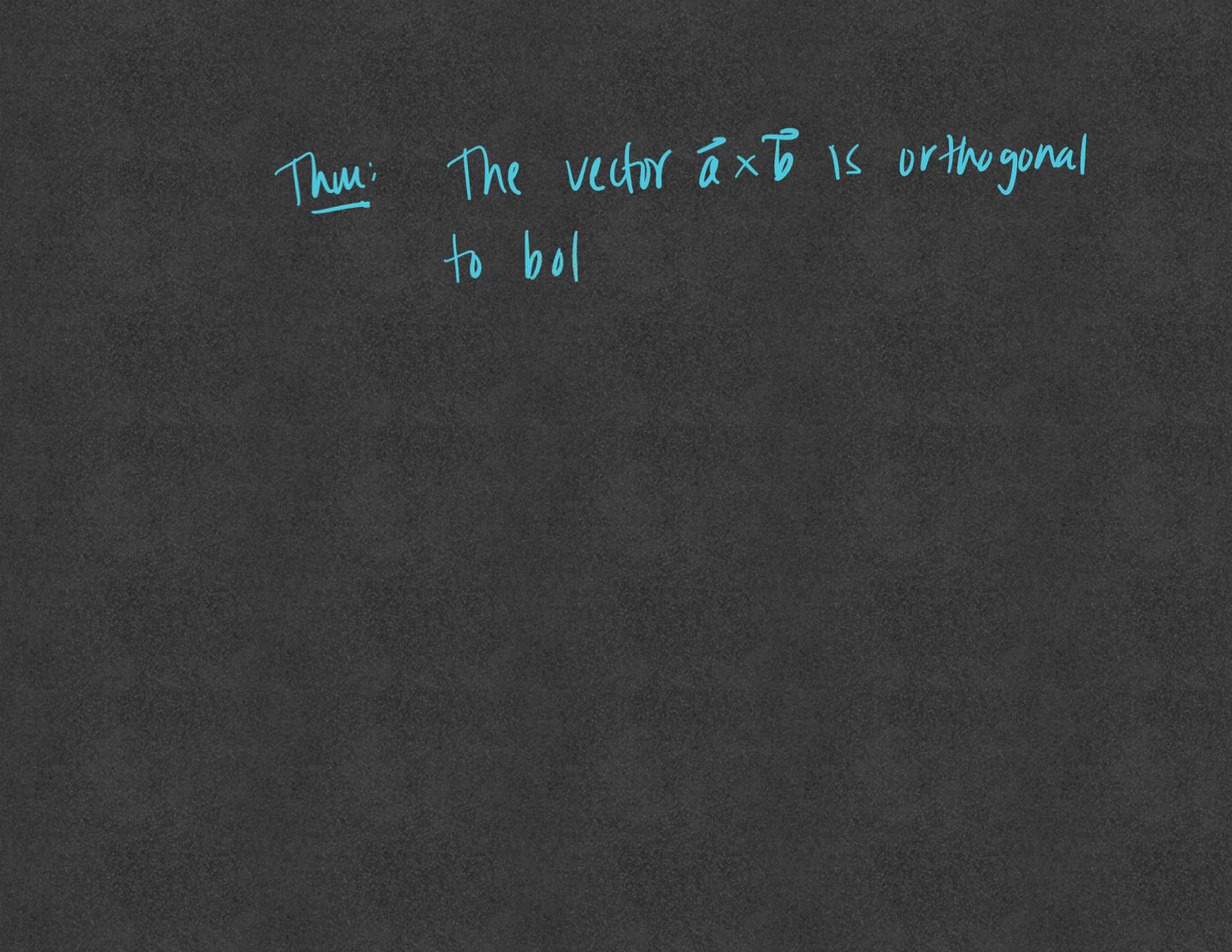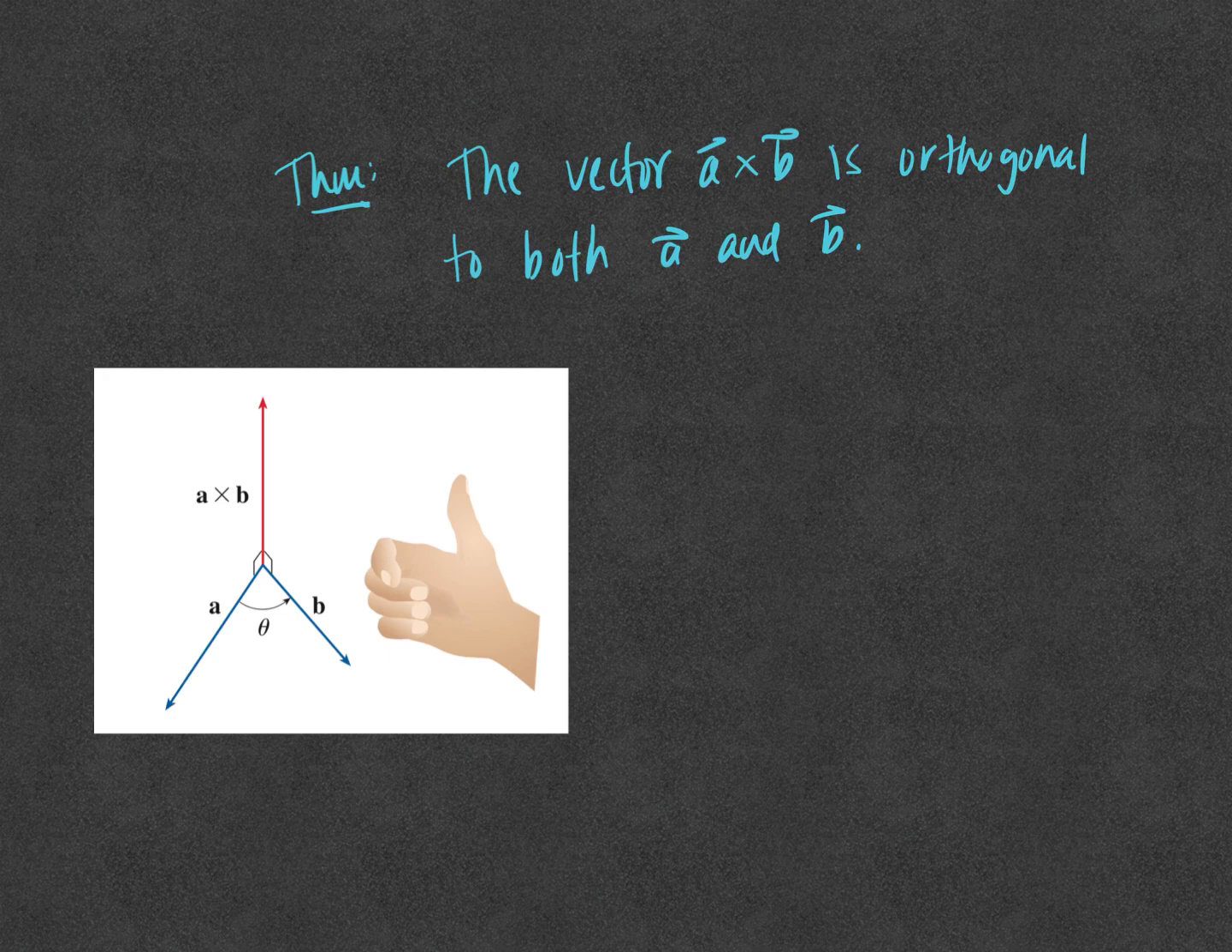To both. I guess we should put the word both in there. I'm not sure why, because in my opinion, that's kind of implied. But the vector A cross B is orthogonal to both A and B. So this picture helps you see that A cross B is perpendicular to both A and B. See the perpendicular markings there?